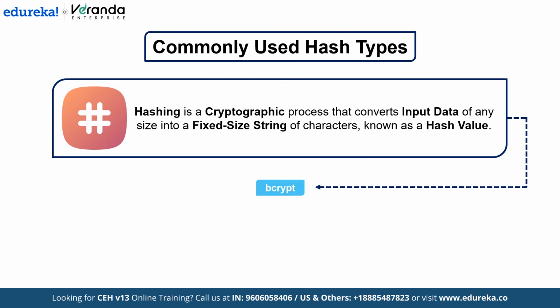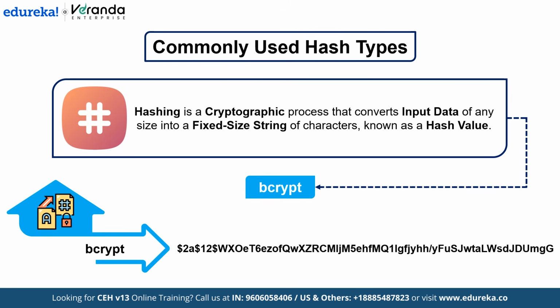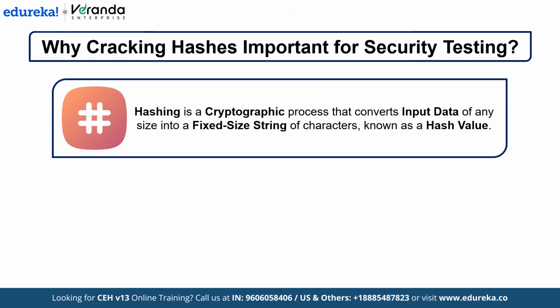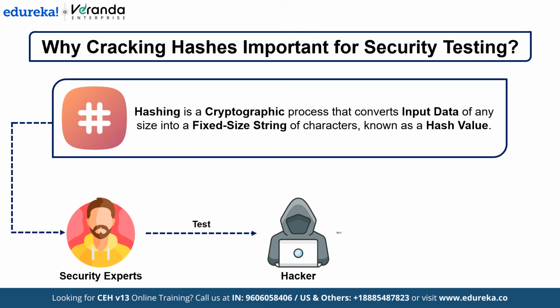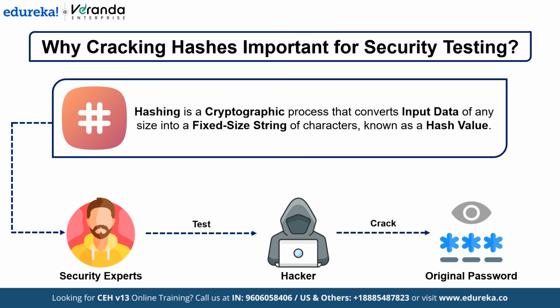Next, we have bcrypt. This is another popular hash function designed for password hashing. It's much slower than MD5 or SHA-256, which makes it more resistant to brute force attacks. So, why is cracking these hashes important for security testing? Well, when security professionals run tests on systems, they want to check how easily an attacker could crack the hashes of stolen passwords. By doing this, they can identify weaknesses in the system and suggest stronger, more secure password policies.